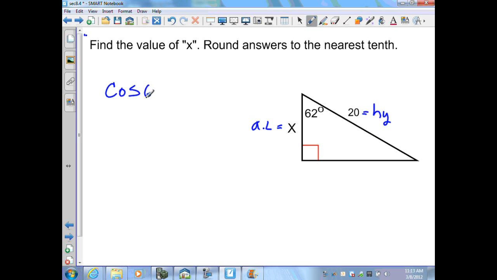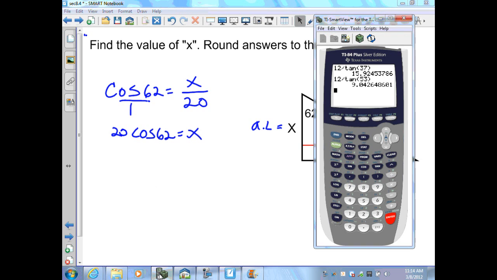Therefore, cosine of 62 degrees equals the adjacent leg over the hypotenuse, which is 20. Solving for x by creating a ratio on the left side and using the cross product gives me 20 cosine of 62 equals x. Now that I have solved for my variable, this is a side, so all I need to do is substitute that into my calculator and get a value for x.